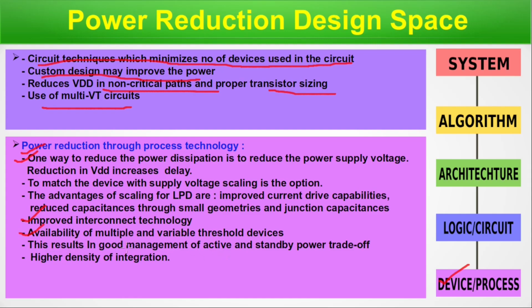Now, this results in good management of active and standby power trade-off. Higher density of integration, that is a huge number of devices integrated. Active and standby power, that is static and dynamic. So we have to consider both dynamic power and static power. We have to manage both. Power optimization happens at system level, algorithm level, architecture level, logic or circuit level and device or process level. We are done with this slide. We will move to the next slide.